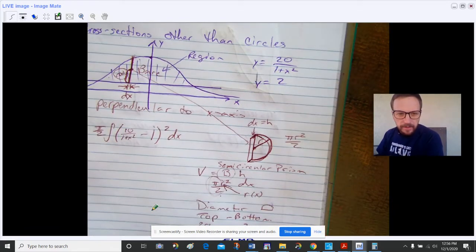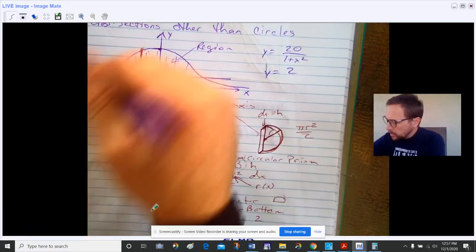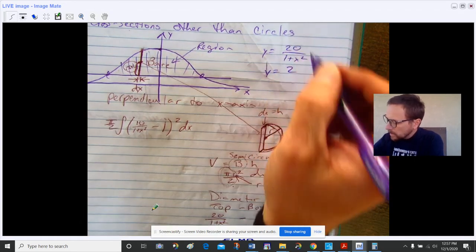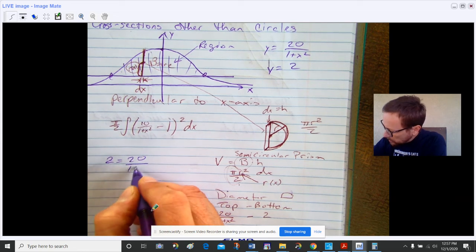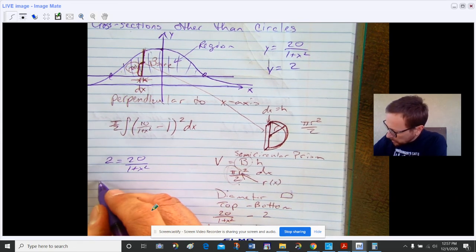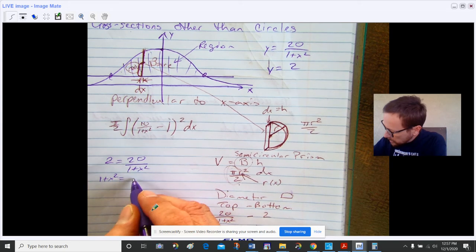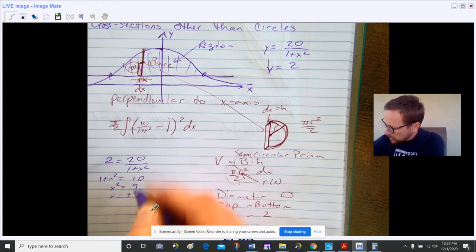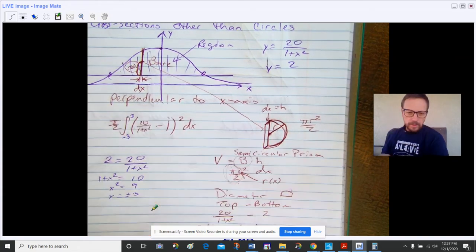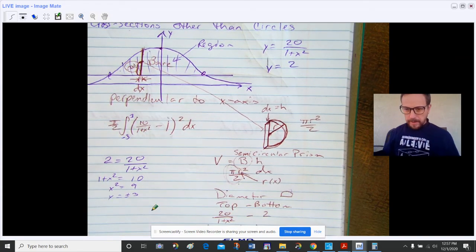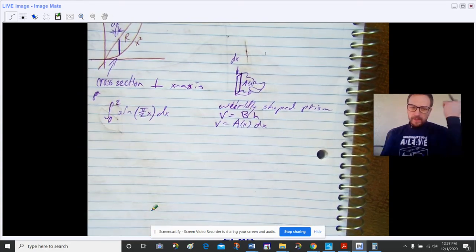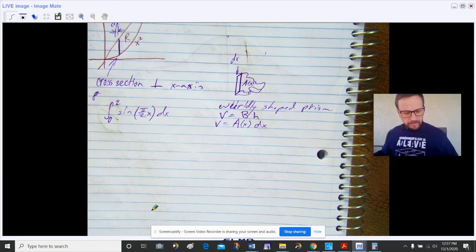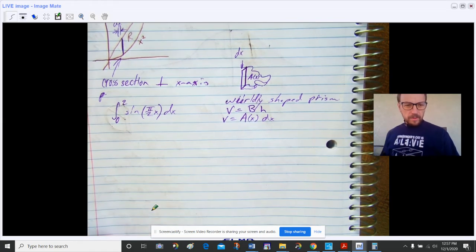Back here. Just realized we didn't figure out where these points were. All right, so what we do is we say 2 equals 20 over 1 plus x squared. So 1 plus x squared equals 10, x squared equals 9, x equals plus or minus 3. So it's negative 3 to positive 3. That's what that was. So, my bad. And again, right there, that's actually a pretty simple one, but this would be a calculator one, so don't even worry about it.